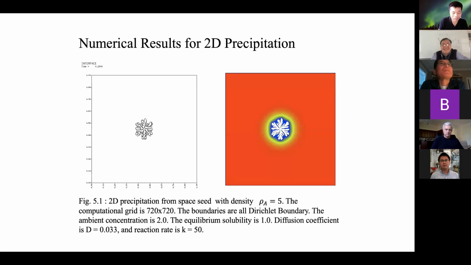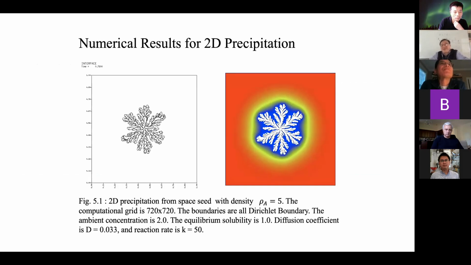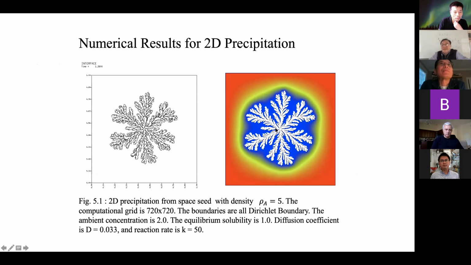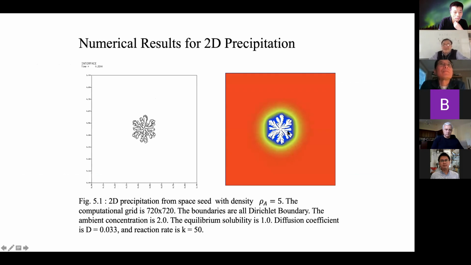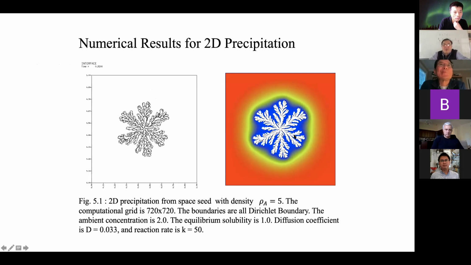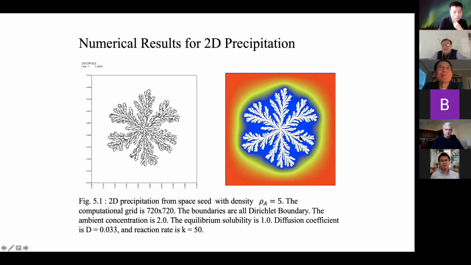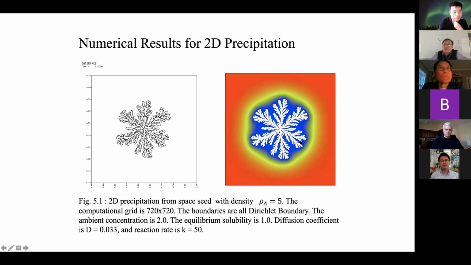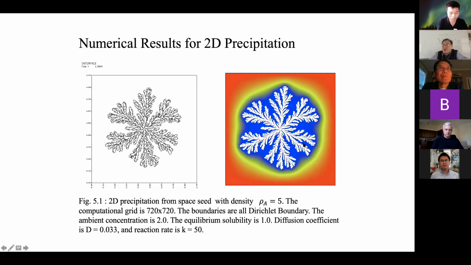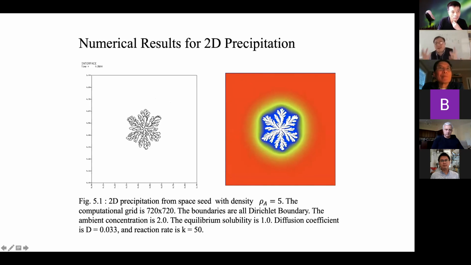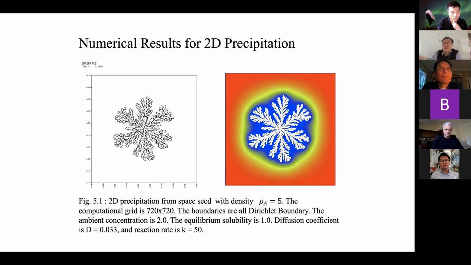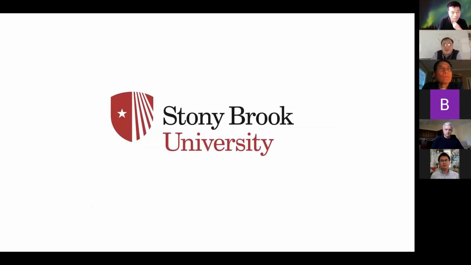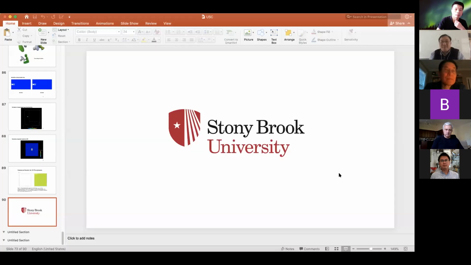And this is how we can use the front tracking method for phase transition. I don't have time to talk about this. This is another thesis by a student, and using this problem, we made a conservative front tracking. For the precipitation or crystallization problem, we can have a fully complete 100% conservative front tracking code. So that is my talk. Thank you.